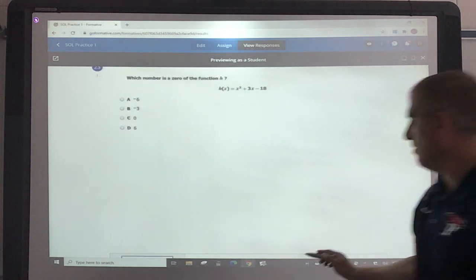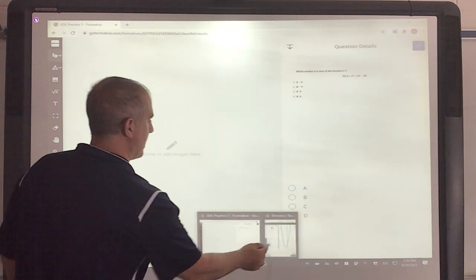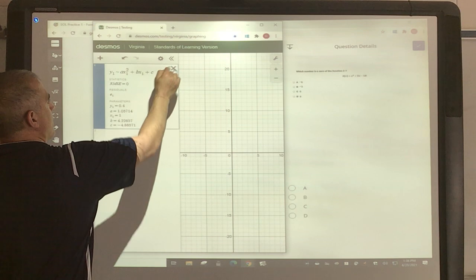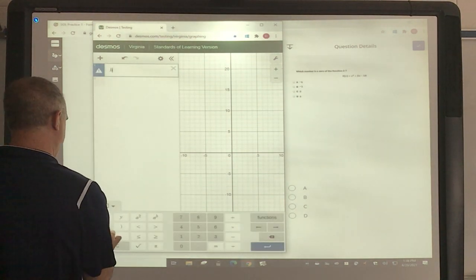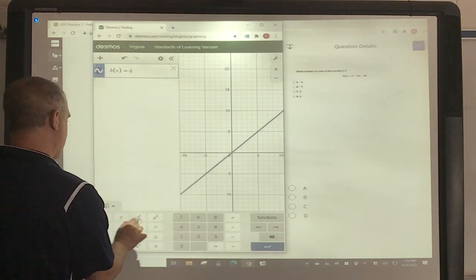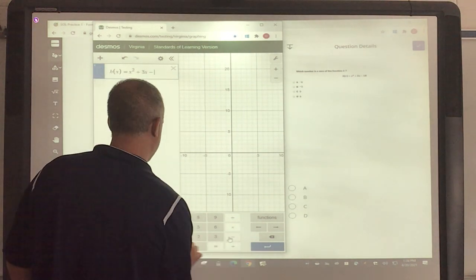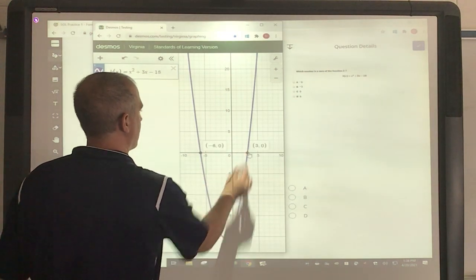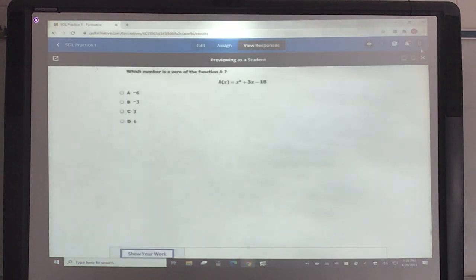Okay, what is a 0? Okay, a 0 of the function. All right, that's another Desmos deal. So I would go in and do h of x equals x squared plus 3x minus 18. Okay, and then that crosses at -6, and that crosses at 3. So my only answer there can be -6.